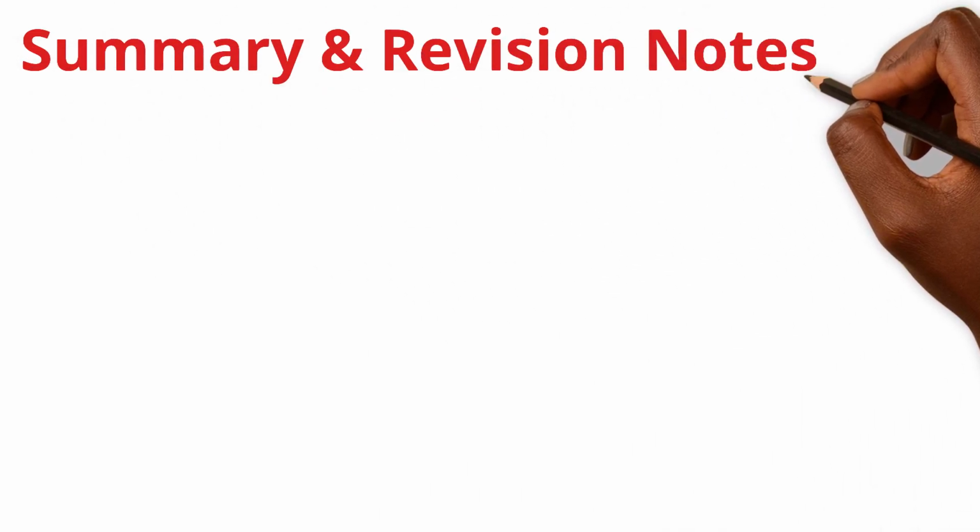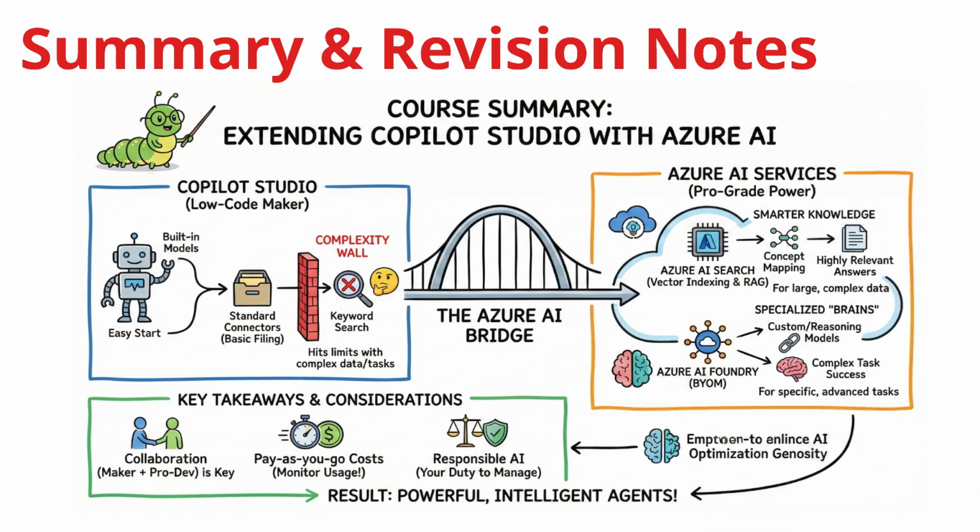Copilot Studio is perfect for quick starts, but you will eventually hit a complexity wall using its standard keyword-based tools. This course showed how to cross the Azure AI bridge to access professional-grade power. We upgraded the agent's knowledge using Azure AI Search for smarter, vector-based results. And we brought in specialized custom brains from Azure AI Foundry to handle complex tasks. Just remember, this power requires collaboration between makers and developers, careful management of pay-as-you-go costs, and a commitment to responsible AI. The result is truly powerful, intelligent agents.